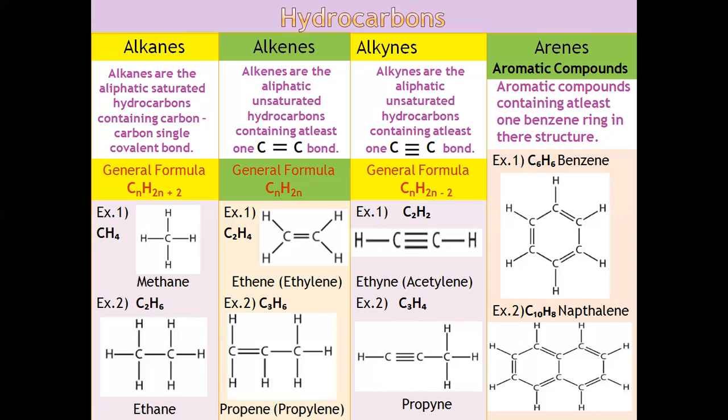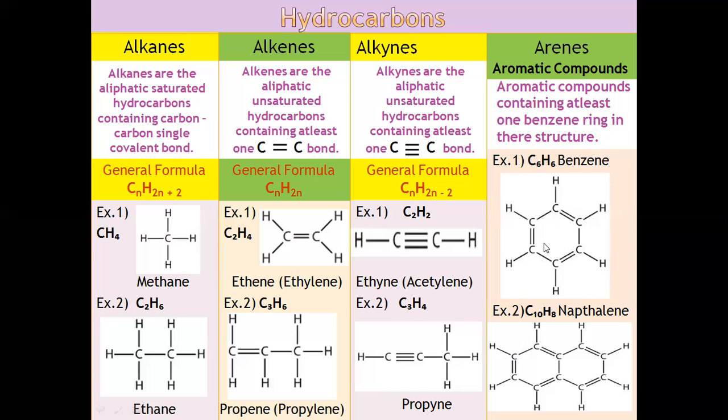Arenes are called aromatic compounds. I told earlier, aromatic compound means a compound containing at least one benzene ring in its structure. This is the benzene ring, and benzene has molecular formula C6H6. That means benzene contains 6 carbon and 6 hydrogen atoms. These 6 carbons join to form a cyclic ring, and these carbons join by alternate single and double bonds. Also, each carbon atom is attached to one hydrogen atom by a single covalent bond.